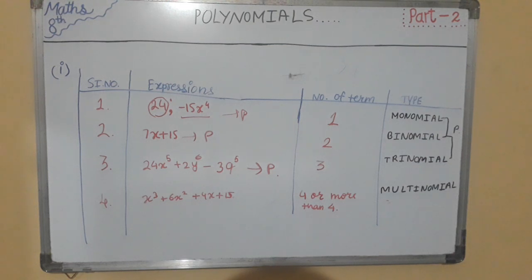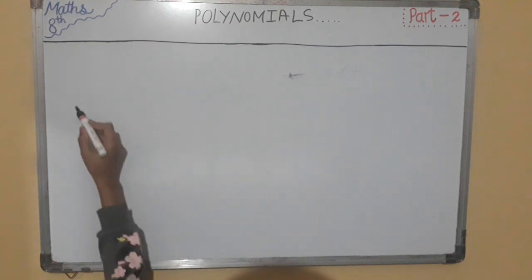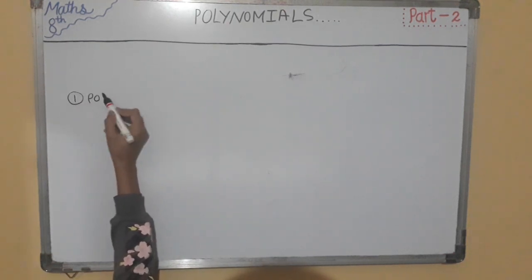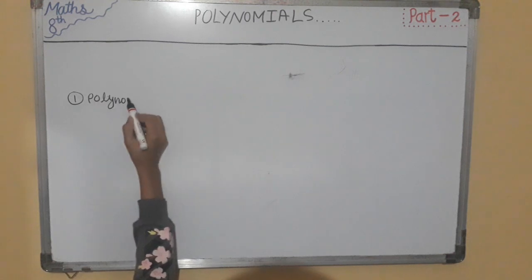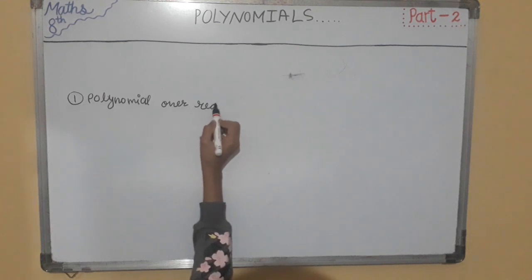Now we'll learn the second type. The second type is types of polynomials based on the type of coefficients. There are three types. First is polynomial over real numbers.